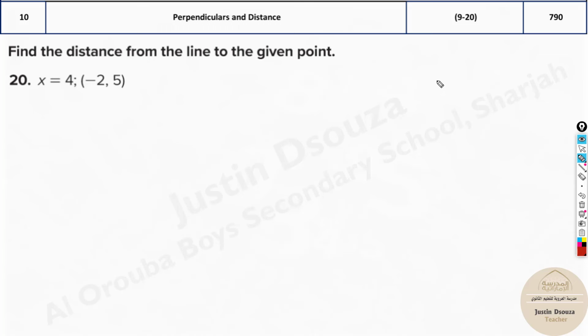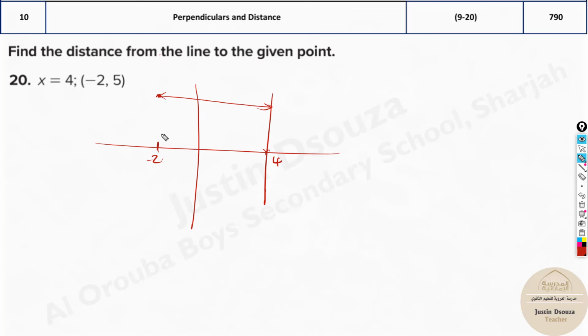Now this is also again a simple one. Over here x is 4. Now all the coordinates are becoming crooked, sorry for that. Here it's 4. And what's the other point? It's minus 2 somewhere over here, and 5, positive 5. Minus 2 is this, somewhere over here. So let's see what is the distance between these two. From here to here it's minus 2, but take it as a distance of 2 and 4.